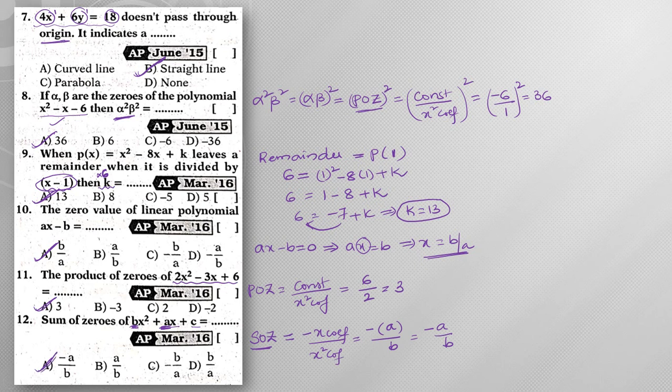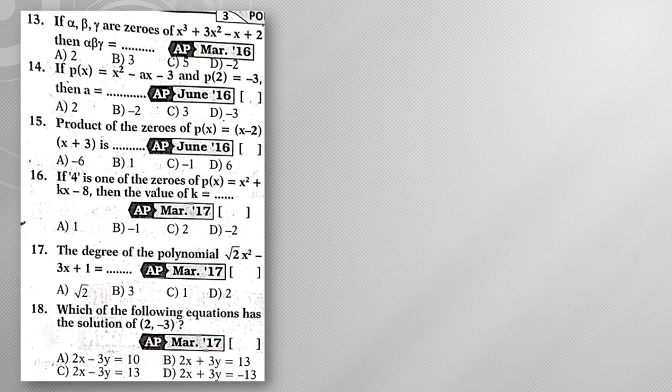Right. Next, moving on to question number 13. If alpha, beta, gamma are the zeros of this cubic polynomial, then alpha into beta into gamma is nothing but the product of zeros. Which type of polynomial is it? It is a cubic polynomial.